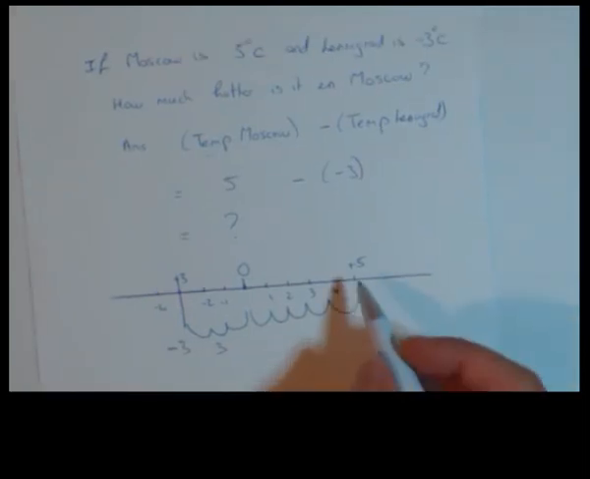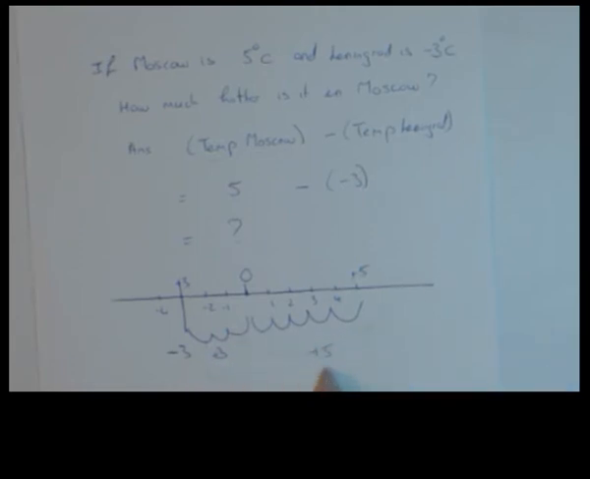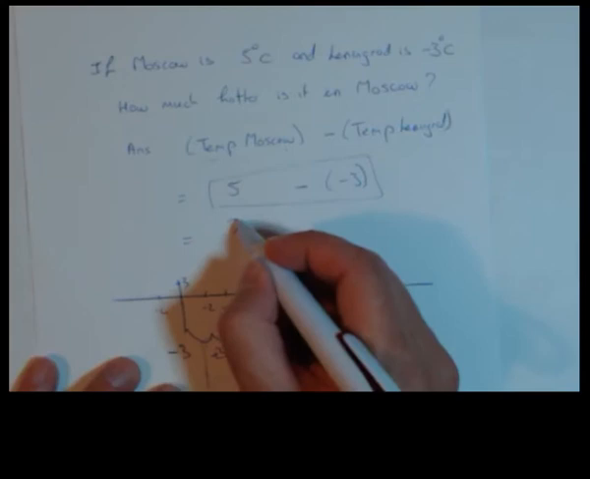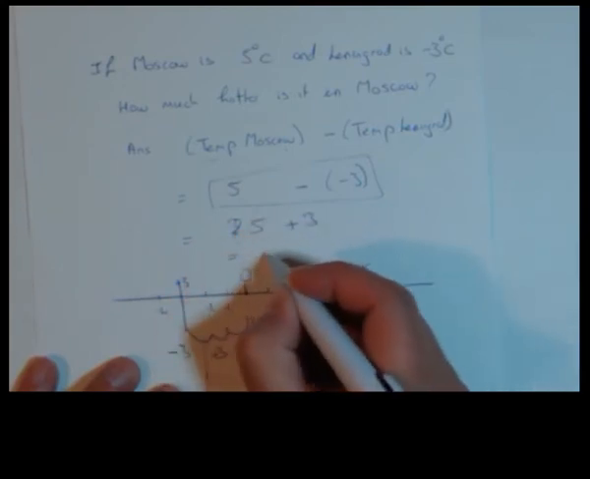We've got 5 take away negative 3. But we can see that that's 1, 2, 3 to get to 0, and another 5 to get to 5. So we can see that's a total of 5 plus 3. So this formula, 5 take away negative 3, actually is 5 plus 3. And our answer is 8.